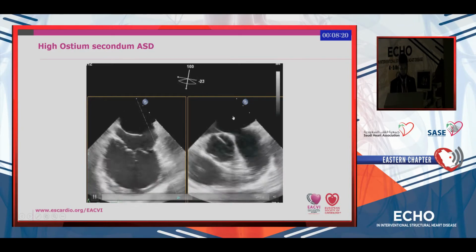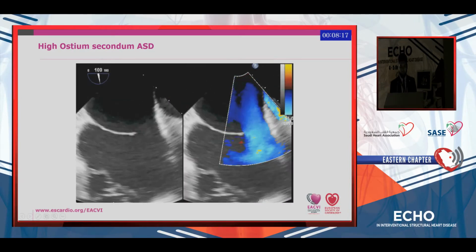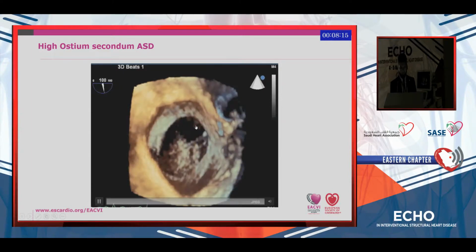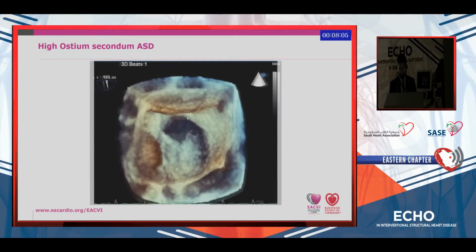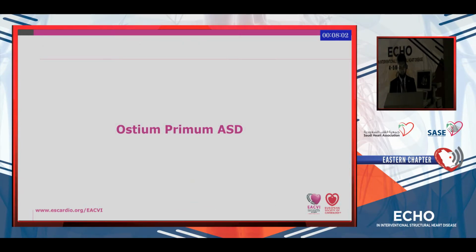It is not a BFO. And you can see the shunt. And by 3D, you can see this is the ostium secundum ASD, and this is superior vena cava opening. The previous one was right here. This one is high ostium secundum ASD, and from the left atrial aspect as well, I can see it.